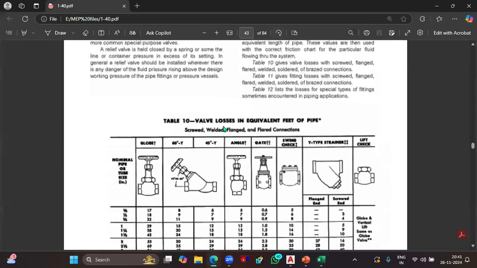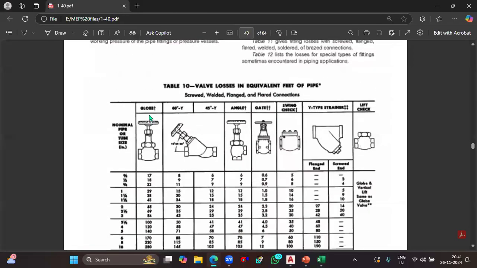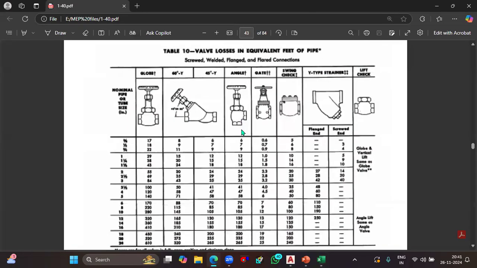So here we can see valve losses in equivalent feet of pipe. And among this chart, we can see a lot of accessories are there, like globe, 60-degree wye, 45-degree wye, angle, gate valve, swing check valve, strainers, lift check valve. So a lot of valves are there. Here we are considering butterfly valve. So for butterfly valve, you need to go with the gate valve assembly right here itself.